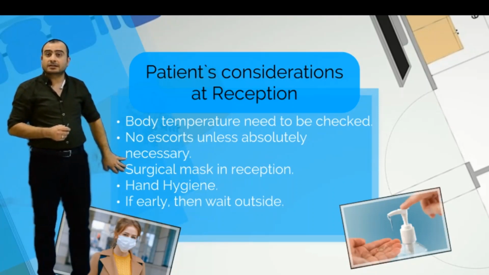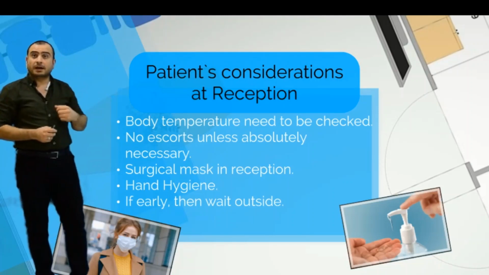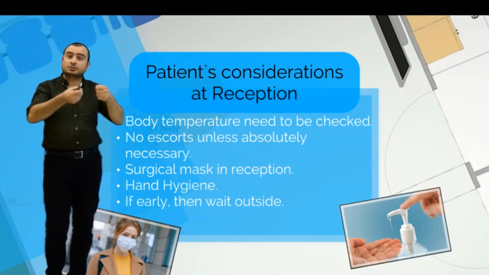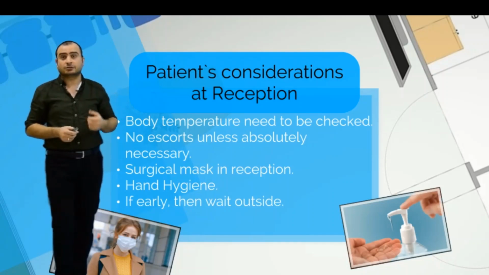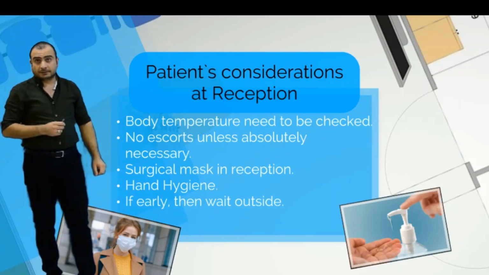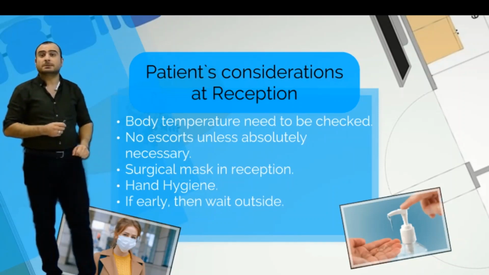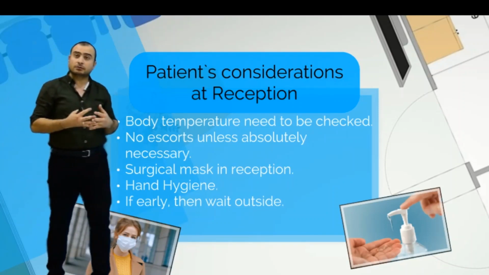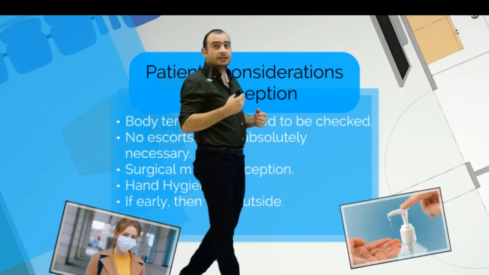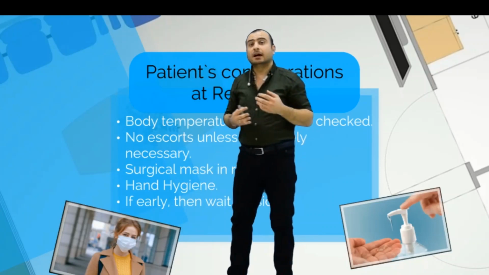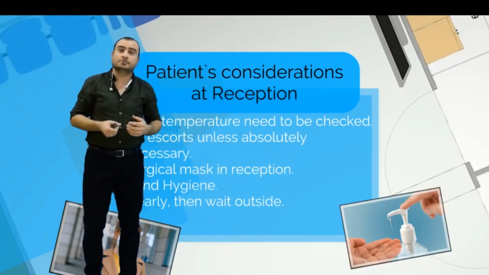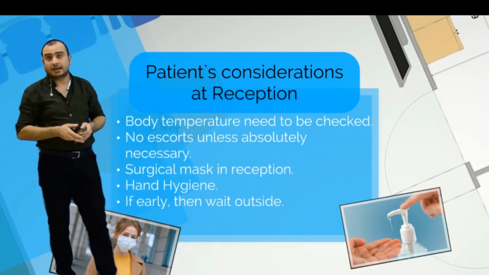A surgical mask in the reception should be worn by the patient, and if the patient doesn't wear a surgical mask, one should be given by the staff to the patient to cover their mouth and nose, if the stock permits. Hand hygiene should be practiced by the patient using alcohol rub, and we will discuss later on in this presentation the use of alcohol rub and hand washing and how the steps should be done to cover most surfaces of the hand.